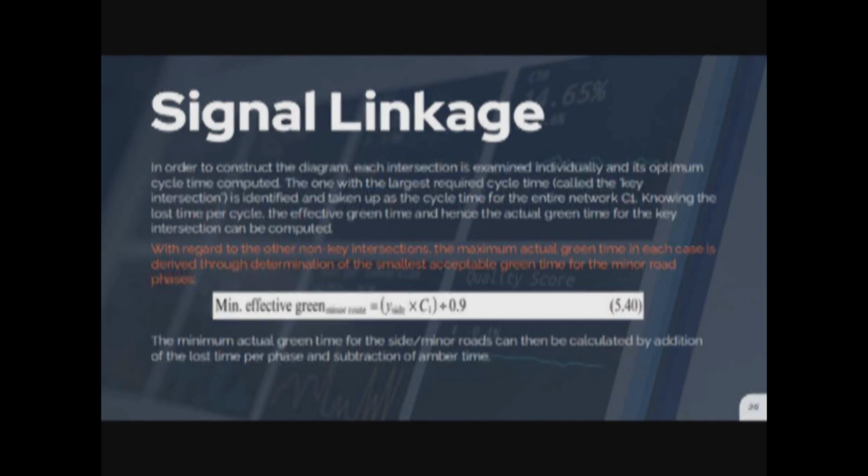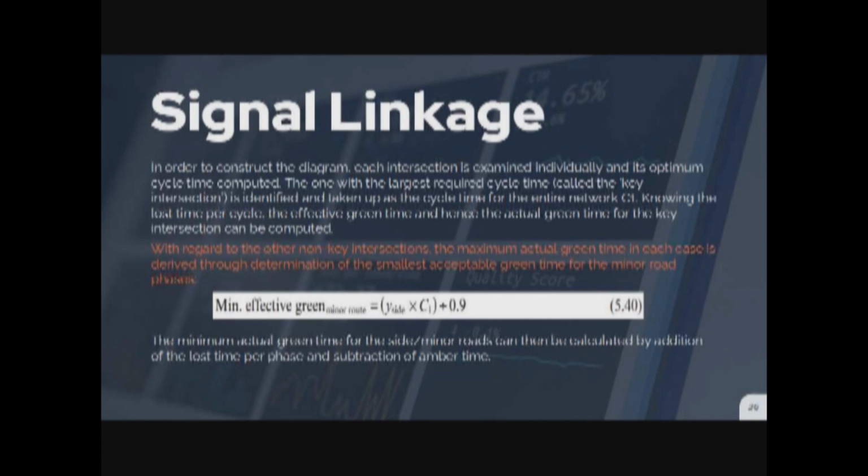In order to construct the diagram, each intersection is examined individually and its optimum cycle time computed. The one with the largest required cycle time, which is called the key intersection, is identified and taken up as the cycle time for the entire network, or C1. Knowing the lost time per cycle, the effective green time and hence the actual green time for the key intersection can be computed. With regard to the other non-key intersections, the maximum actual green time in each case is derived through determination of the smallest acceptable green time for the minor road phases.